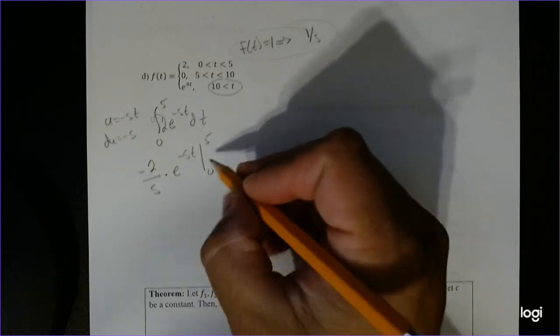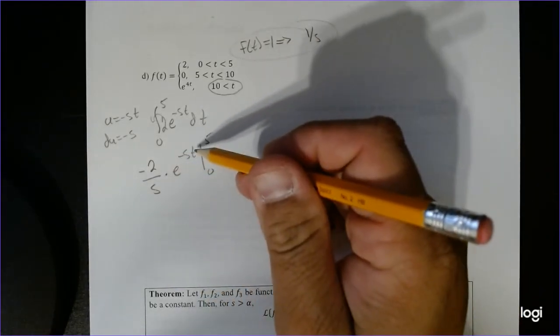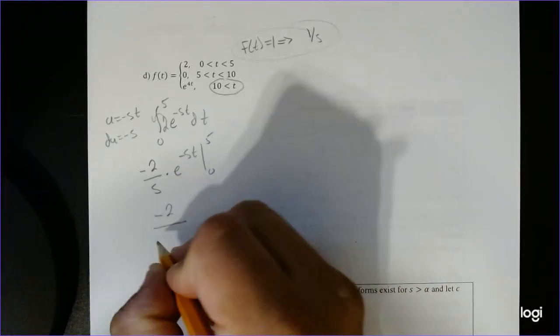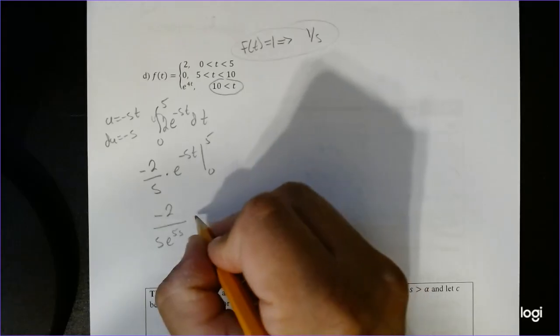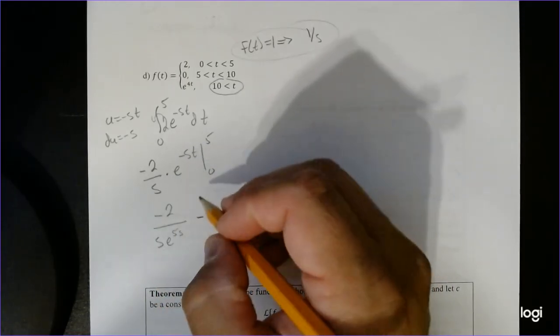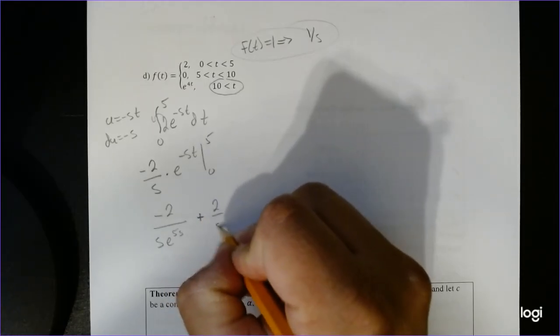So now we actually get something a little different, but it's the same process here, because if we plug in 5 everywhere we say t, this now becomes negative 2 over s times e to the 5s minus, if I plug in 0, so all of it gets 1, negative negative makes a plus 2 over s.